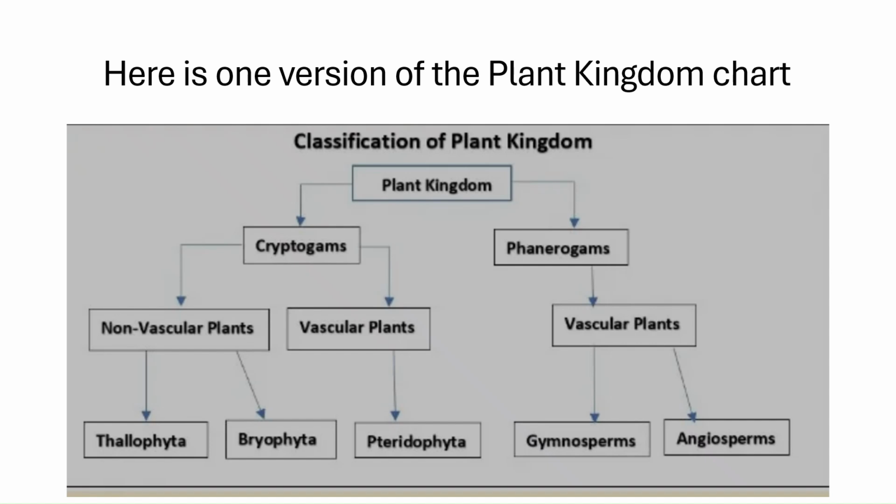Here is one version of the plant kingdom chart. In this chart, we can see the plant kingdom has been classified into two, cryptogams and phanerogams. And cryptogams are again divided into two, non-vascular plants and vascular plants. And non-vascular plants are thallophyta, bryophyta, and vascular plants are pteridophytes. And in the phanerogams, we can see they are all vascular plants, and they're divided into two, gymnosperms and angiosperms.